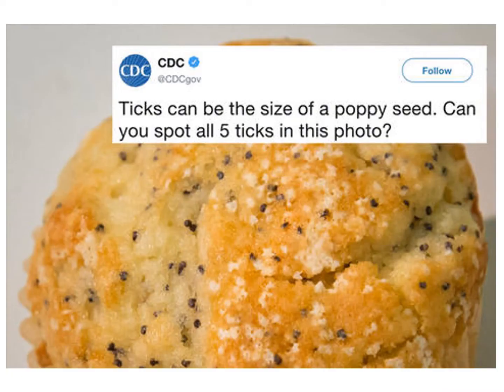If you haven't seen this marketing approach through the CDC, they put this out a while ago, but I love it because it shows how difficult it is to see some of these vectors. There are 5 ticks in the photo, but they can be really challenging to see, especially when they blend in so well.